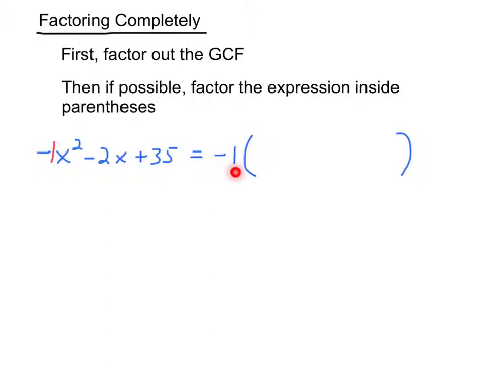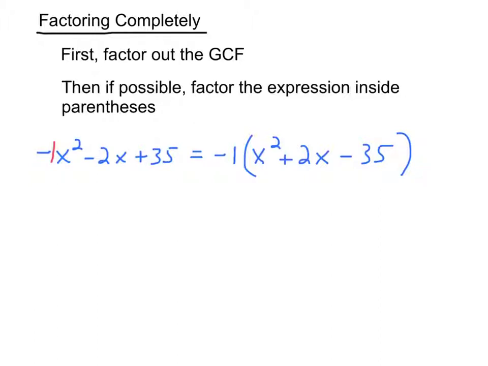Now when you factor a negative number out, that's going to give us an x squared here, but it's also going to change these signs as well. So that minus is going to change to a plus, 2x. And this plus right here is going to change to a minus. So it's going to be minus 35. Okay, so when you factor out a negative 1, all the signs change inside the parentheses.